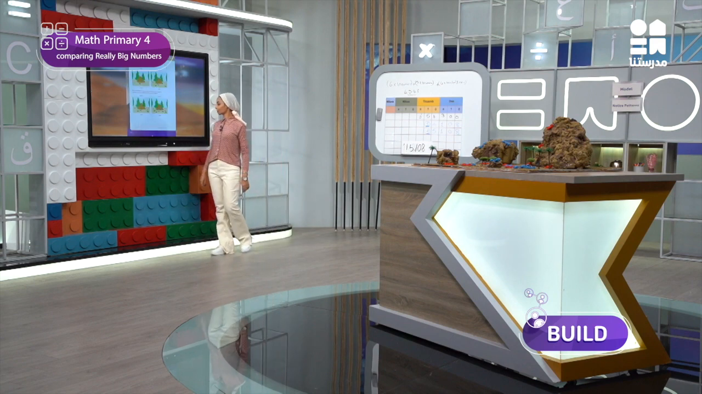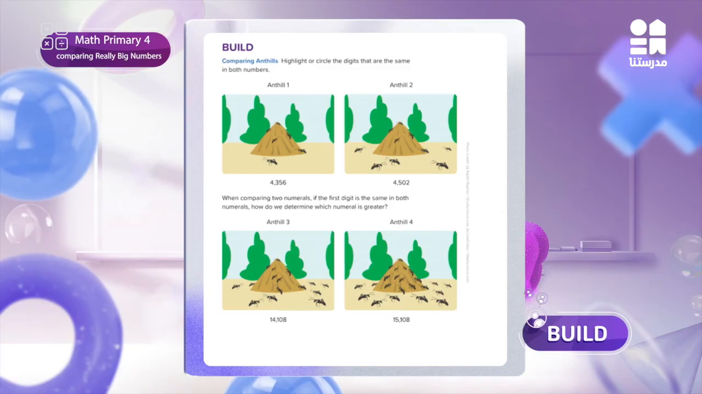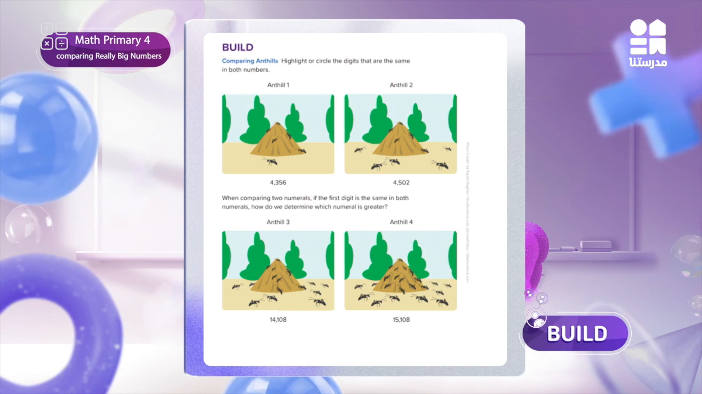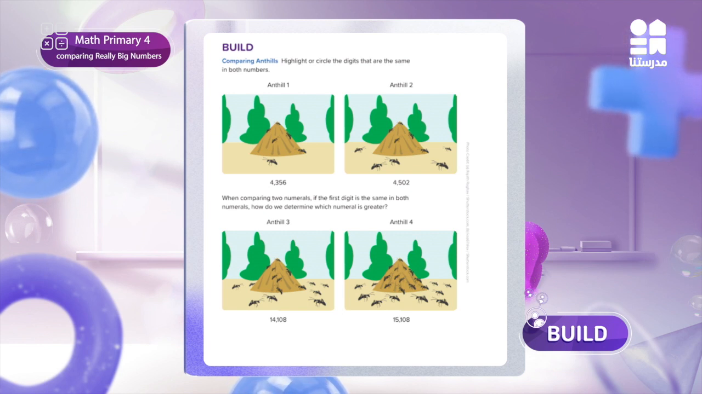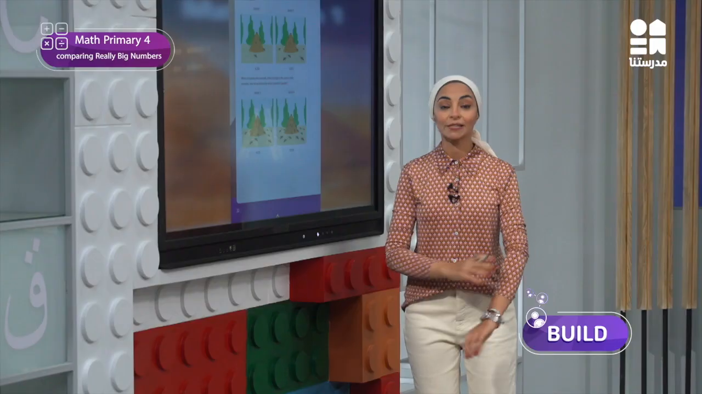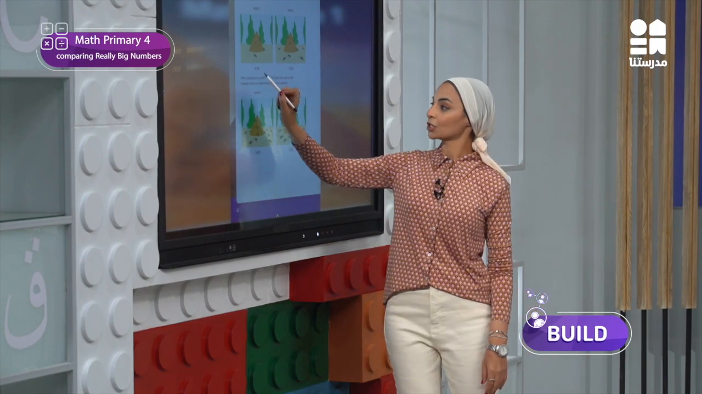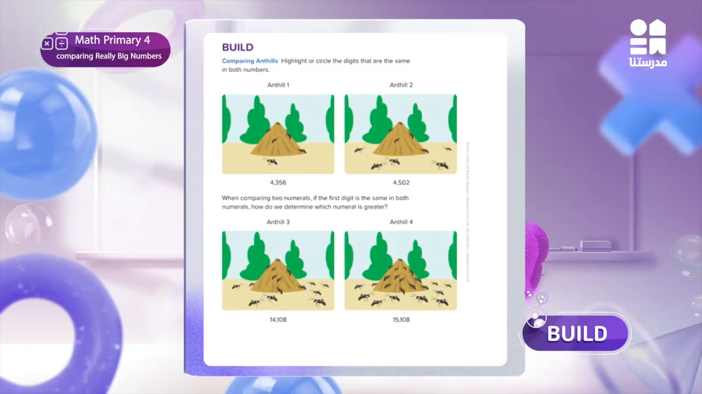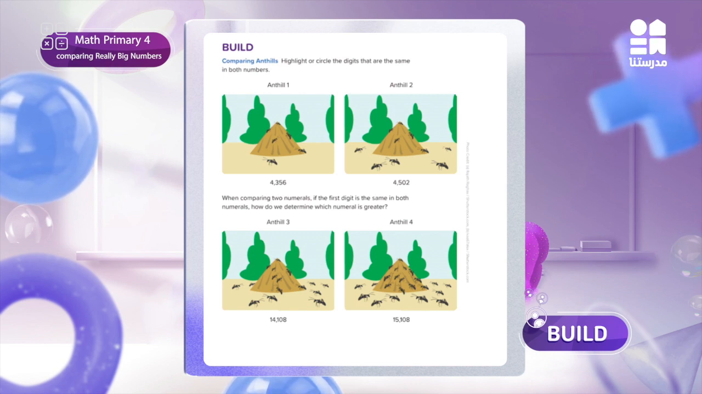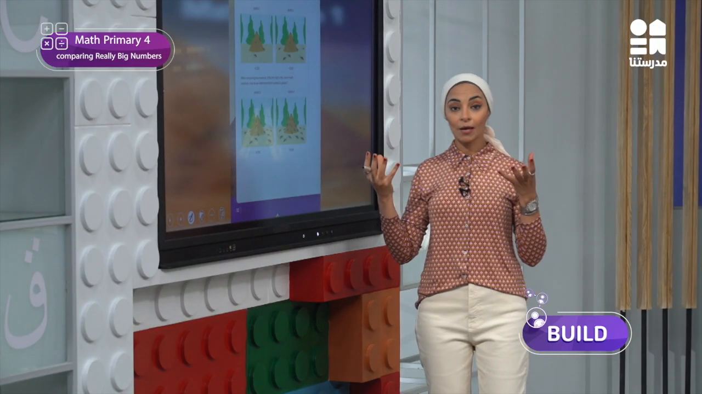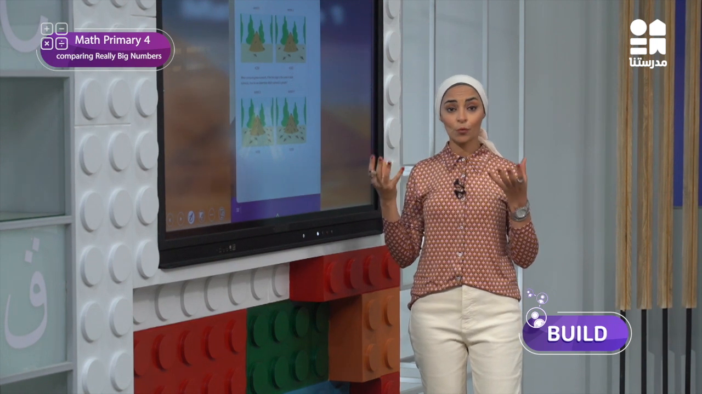Here in page 32, like you see, the 2 numbers in pictures 1 and 2 are what? Yes, let's see. The first number is 4,356. The second number is 4,502. Let's count the digits. Okay, the first one, how many digits? 1, 2, 3, 4 digits. Yes, as you see. Now let's see the second one. How many digits do I have here? Yes, 4 digits also. Well, we said when the 2 numbers have the same or equal digits.